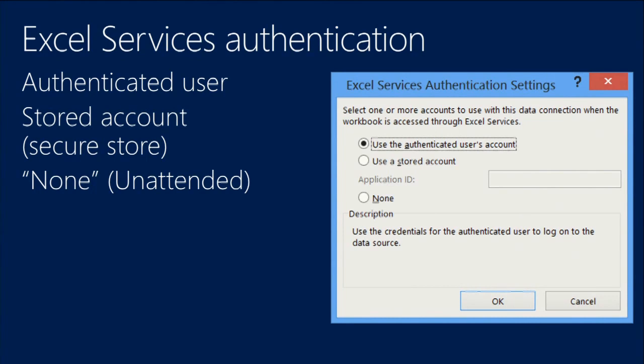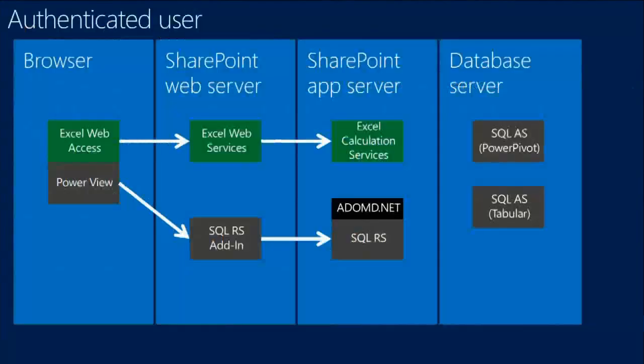Your final option is none, which isn't really none. What happens is Excel services uses a specific designated target application ID in Secure Store known as the Excel services unattended service account. It's your kind of last resort. If you can't flow the user's identity at all, and you can't use their identity to look up anything in Secure Store, you don't have a specific Secure Store target application, it all falls back to this. We'll try and look up a specific target application and just try those credentials.